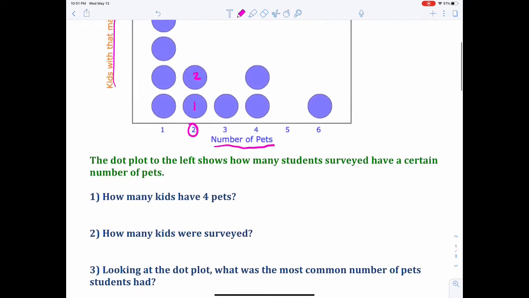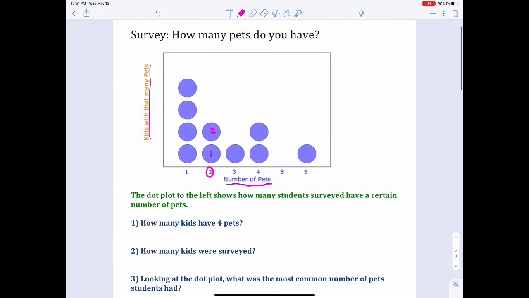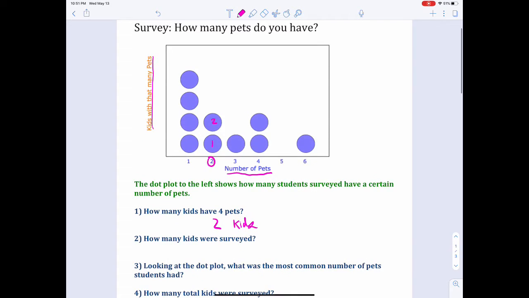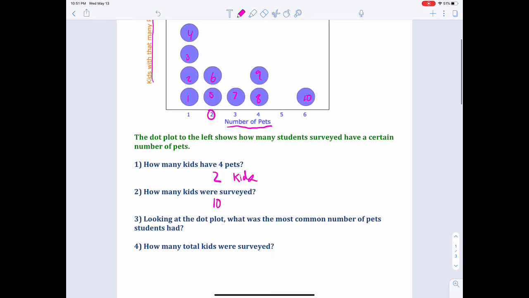All right, so question 1, how many kids have 4 pets? Well, based on that logic, you go to 4 pets, and you'll see there are 2 kids, 2 students. How many kids were surveyed? Well, each dot represents a student, so we can just count. 1, 2, 3, 4, 5, 6, 7, 8, 9, 10. So we will get 10 kids surveyed.